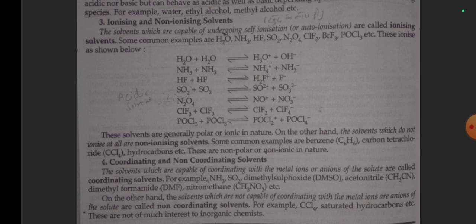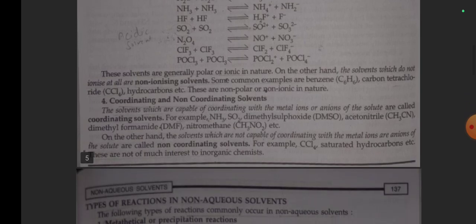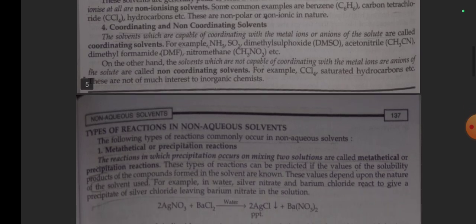Some common examples are H2NS3, HF, SO2, N2O4, ClF3, BrF3, POCl3, etc. These ionize as shown below. These solvents are generally polar or ionic in nature. On the other hand, solvents which do not ionize at all are non-ionizing solvents. Some common examples are benzene, carbon tetrachloride, hydrocarbons, etc. These are non-polar or non-ionic in nature.